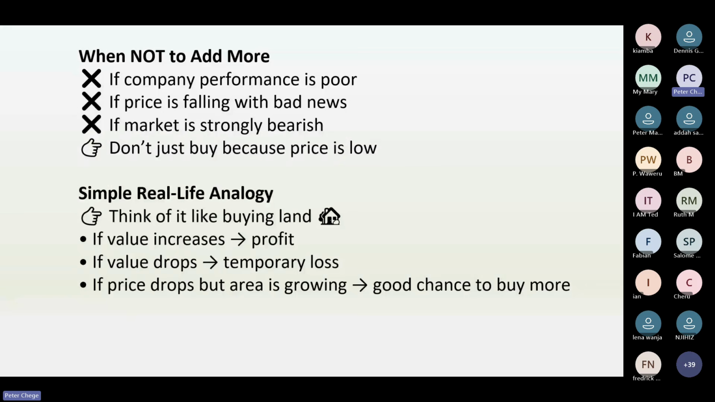So think of it like when you're buying land. When value increases, you're in a profit. When value drops, you're in a temporary loss. It doesn't mean the land has changed. It's the value that has changed. If the area is still growing, then it means at one point, the value of the land will go up. Maybe it was a valuation error, a valuation issue, maybe other issues that are coming in. And that is a good chance for you to even buy more land. Instead of selling your land at a loss, you even buy more so that when price goes up, you can sell at a profit. Very simple.